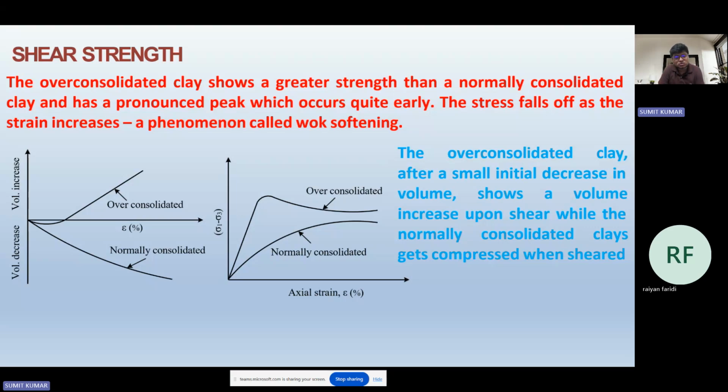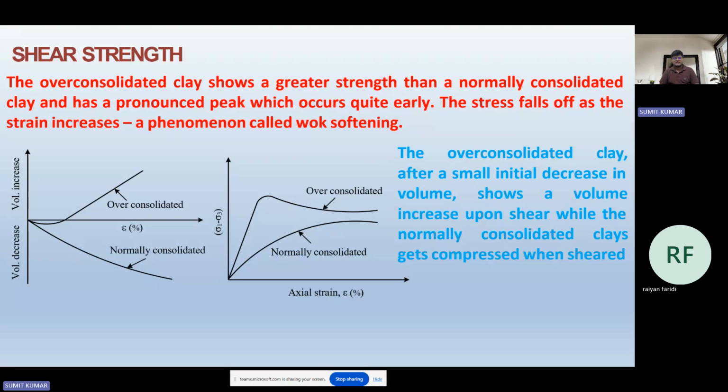The overconsolidated clay shows greater strength than the normally consolidated clay, and has a pronounced peak which occurs quite early. The stress falls off as the strain increases, a phenomenon called work softening. The same thing is observed from the figure as well. As you see, the volume first decreases a little bit for the overconsolidated clay, then remains in the increasing direction, while for the normally consolidated clay, the volume decreases as the strain increases. Subsequently, for the normally consolidated clay, you see the graph move in asymptotic mode, while for the overconsolidated clay, it increases linearly, then comes down as the strain increases.